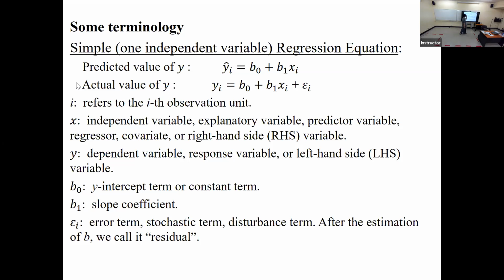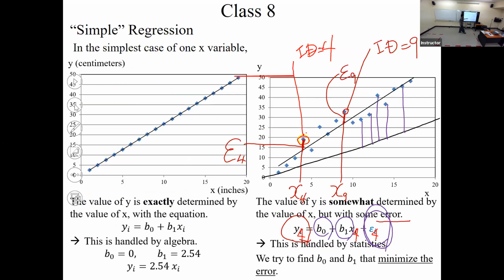Okay. So now we have two equations. First one is the predicted value of y. So this one has no epsilon. So what does this one mean? What does this one represent? This one represents the line. Regression line. The model, not the actual data.